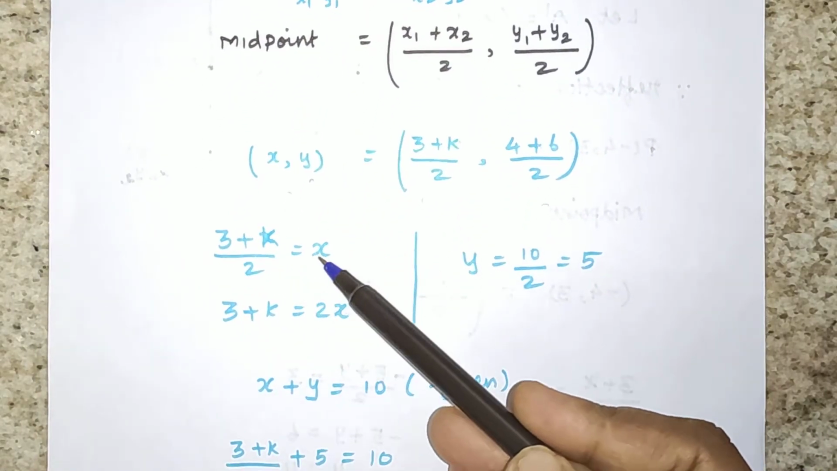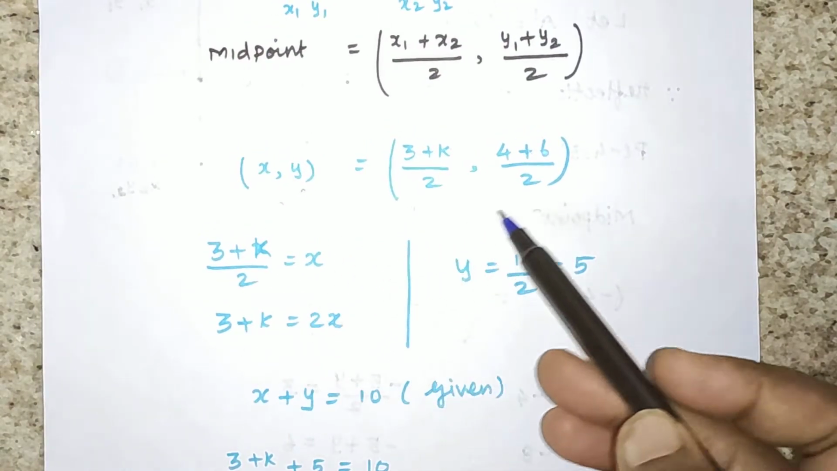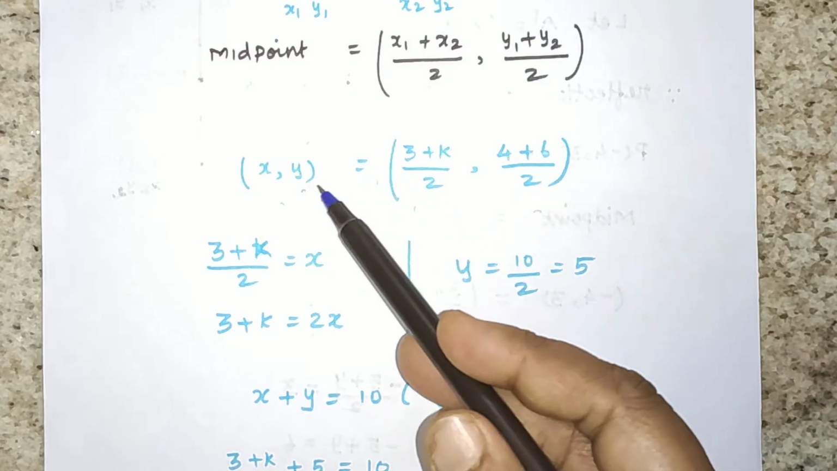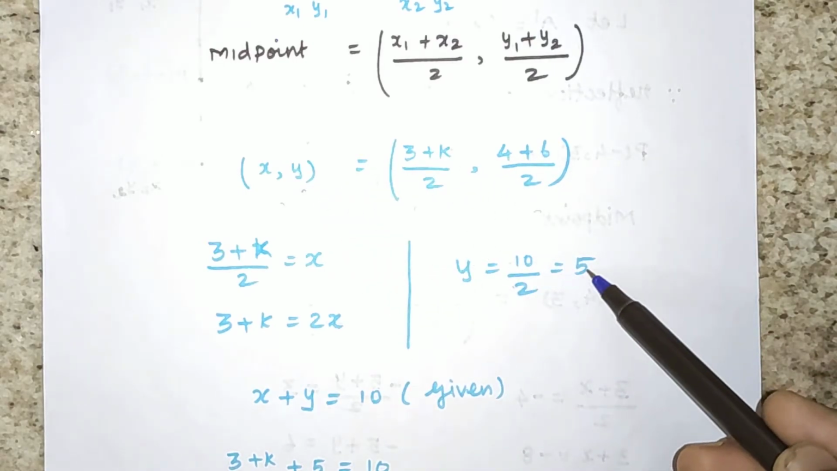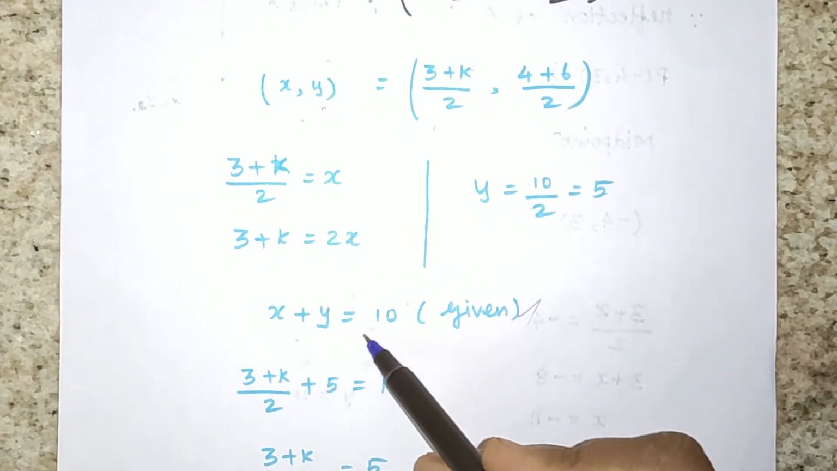So (3 plus k) by 2 equal to x, here the x coordinate is x, so you keep that as it is. Then here the y coordinate: 4 plus 6 means 10, so y is equal to 10 by 2, so 5. Another thing they gave: the statement x plus y is equal to 10.